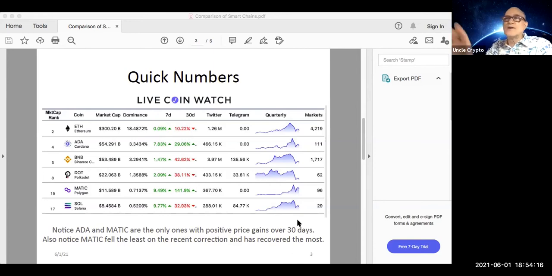Okay, so now we're wondering, what is this? Why are each one of these so good? What's the big deal on MATIC? And how come Cardano has got what it's got and things are happening to it? So let's go look at the next page here.